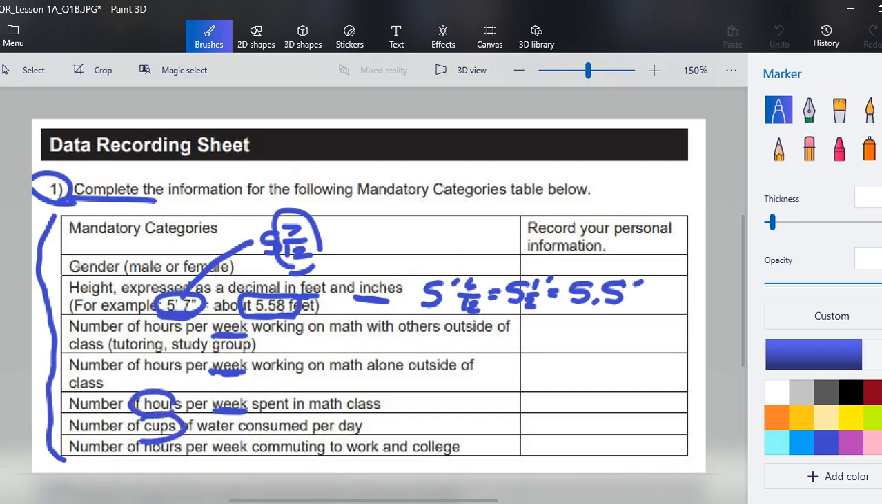These were in hours, but this one is in cups. How many cups of water do you think you consume in a day? A regular bottle of water, like I'm looking at mine right now, says 16 fluid ounces, just one you would get in a big case, and that would be 2 cups. So remember, 1 cup is 8 ounces. So think through, in about one day, how many cups of water do you consume, and then the number of hours per week that you commute to work or college. So hit pause on this recording, go complete this information, and then come back and we'll be looking at the objectives.